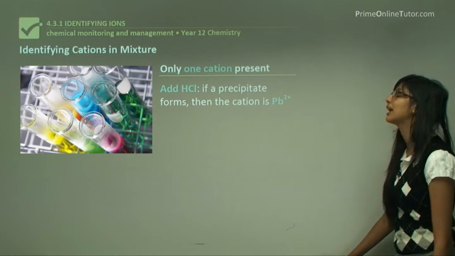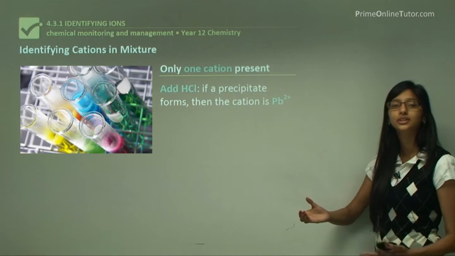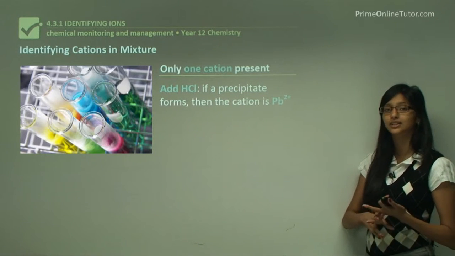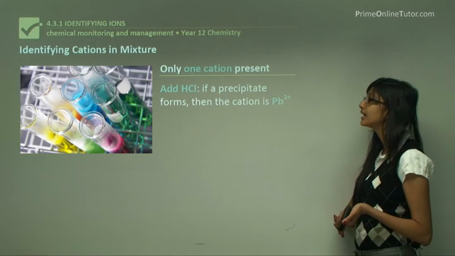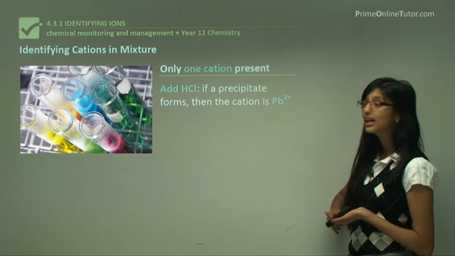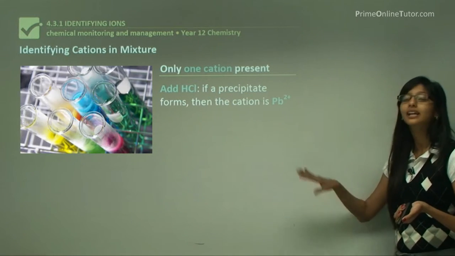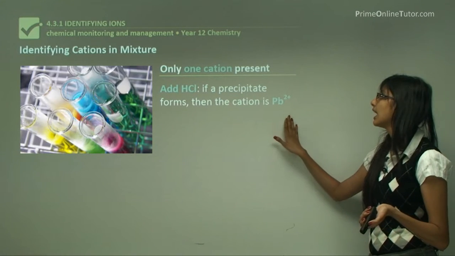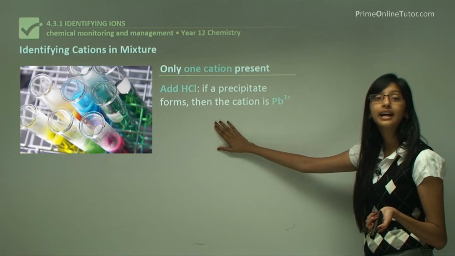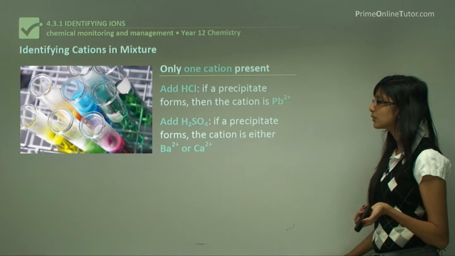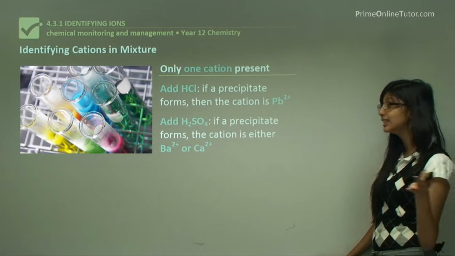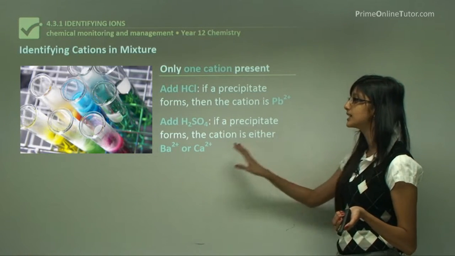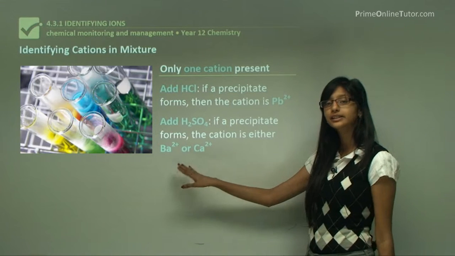Let's now look at what you will do if you have a solution and you want to identify what sort of cations are present in that solution. So your first step will be to add HCl, and if a precipitate forms, that means Pb2 plus is present. So lead is present if precipitate forms when you add hydrochloric acid. What happens if you add sulfuric acid? So if you add sulfuric acid, a precipitate forms, and that will indicate that either barium is present or calcium is present.